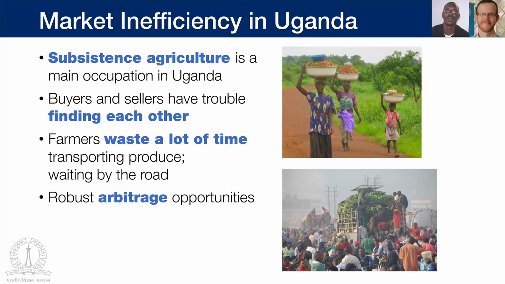the broader market to get money to buy things that they can't grow themselves, like salt, and to pay school fees and buy some things they need for their home. And so because they're not frequent participants in the market, they don't have good information about what's going on in the market. And they have trouble finding people to trade with. And they waste a lot of time.